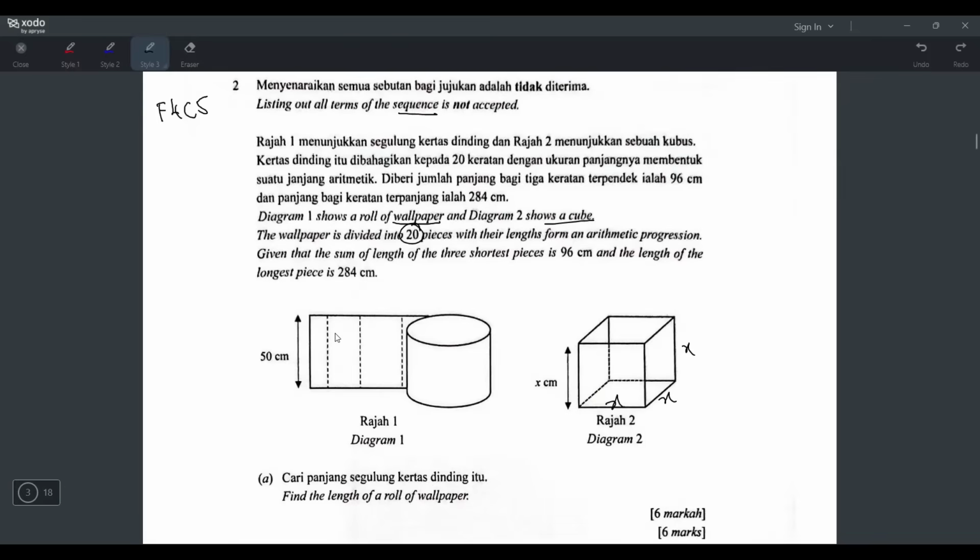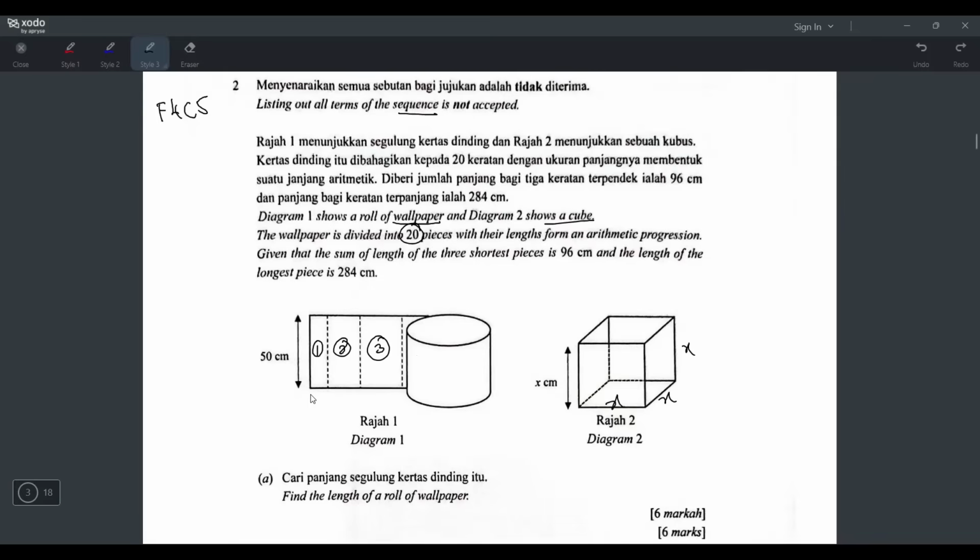All right, let's look at the diagram. So as you can see, they put dotted lines here, right? So I guess these dotted lines is where they divide the wallpaper. So this is the first one, this is the second one, this is the third one. And as you can see, the size is not the same, right? So the wallpaper is divided into 20 pieces with their length forming an arithmetic progression.